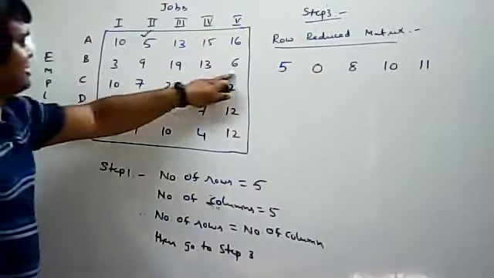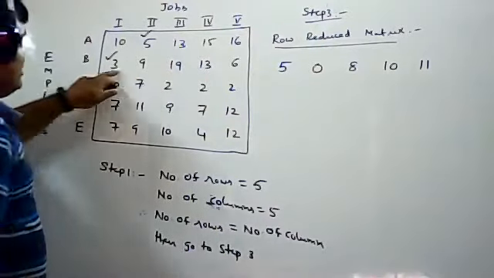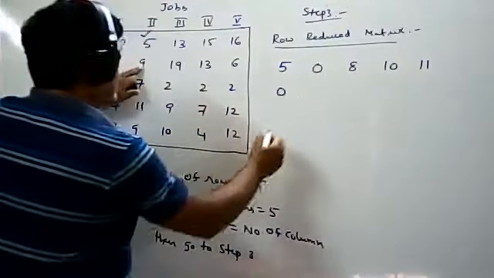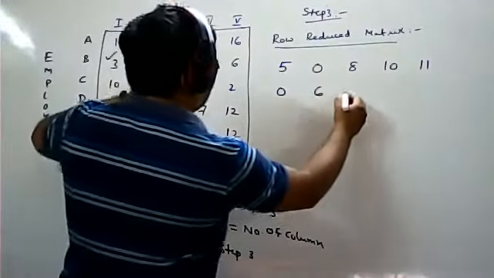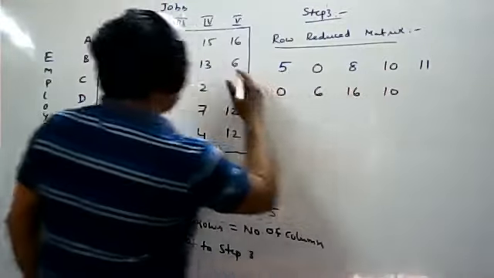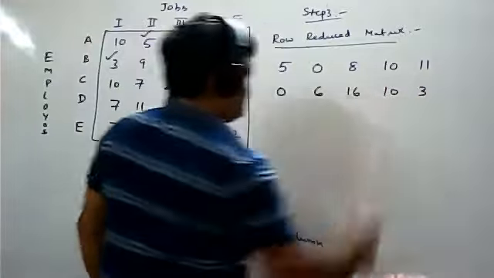Similarly, second row, smallest element. What is the smallest element? 3. It should be subtracted from each and every element. So 3 minus 3 is 0. 9 minus 3 is 6. 19 minus 3 is 16. 13 minus 3 is 10. And 6 minus 3 is 3.